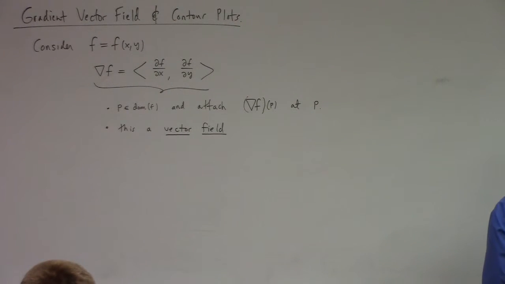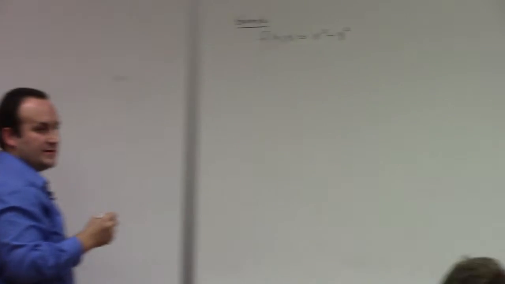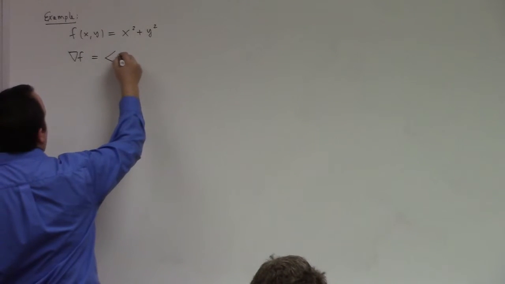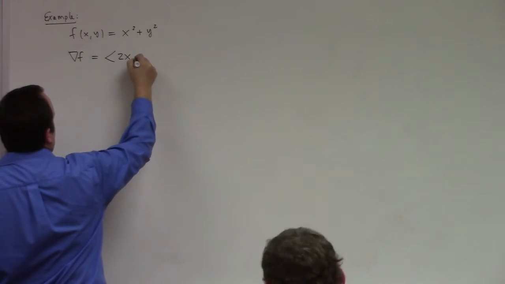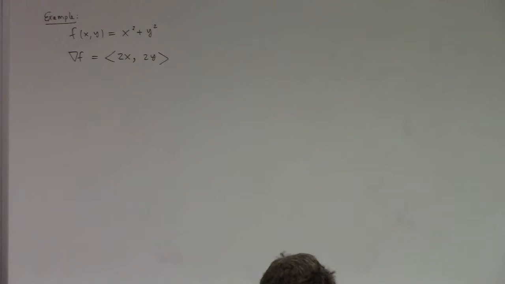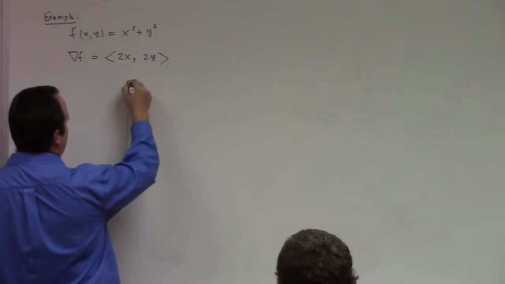Let's see here. How about f of x comma y equals x squared plus y squared? This is probably my favorite example for this. What's the gradient look like? Two x, 2y, right? Now, if I'm so foolish as to try to plot this by hand, let's do it. So, all right, what's this look like?